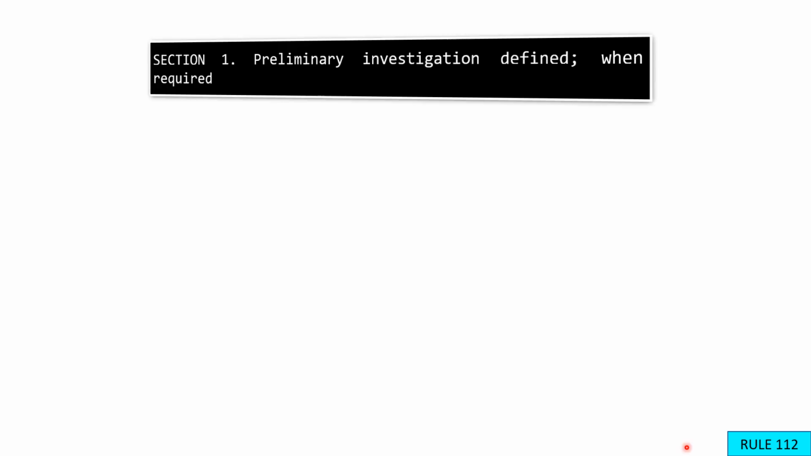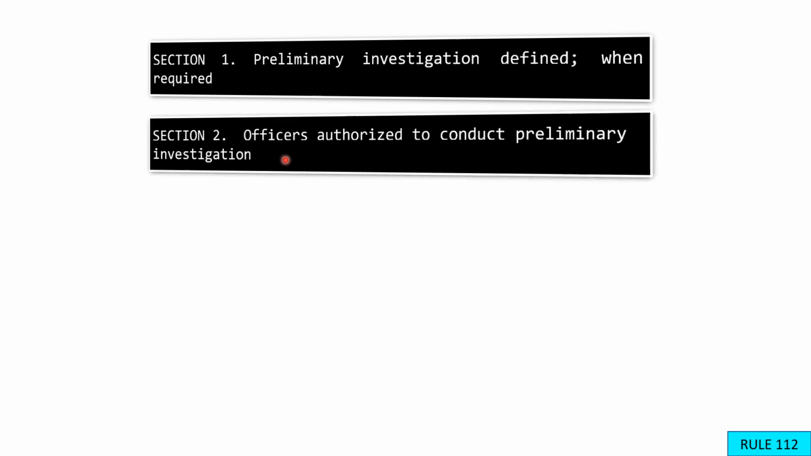So we are still in Rule 112 and we are done discussing Section 1, that is the definition of your PI, but the most important thing to remember is when is PI required. Section 2, who are the officers authorized to conduct PI? Recall your COMELEC, your Ombudsman, and PCGG.